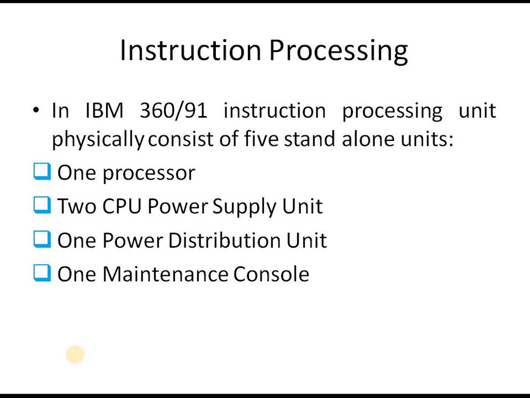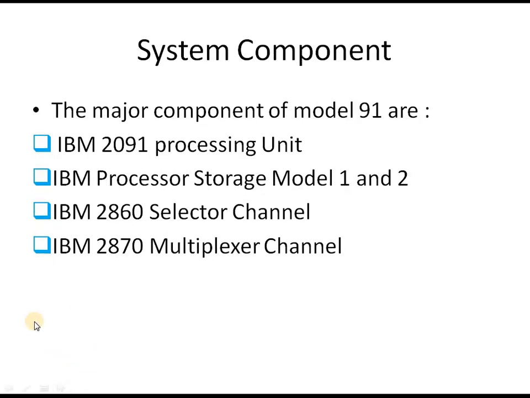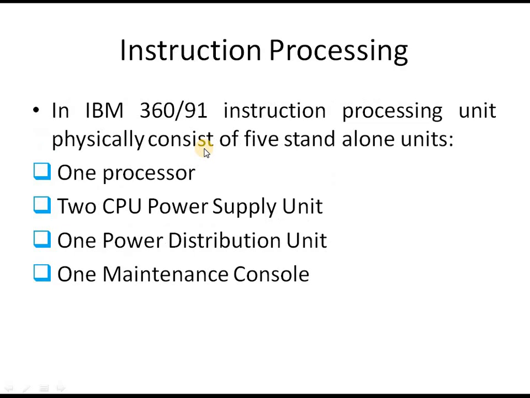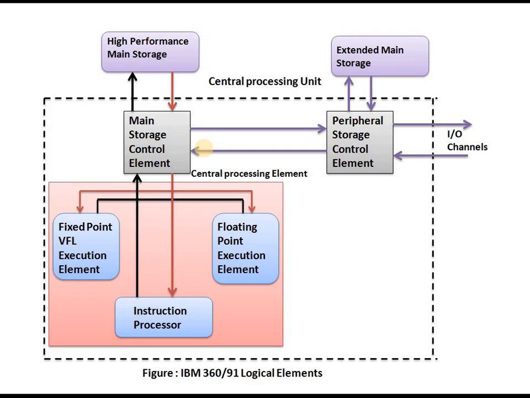The IBM 2091 processing unit is the central processing unit for the Model 91. Physically it consists of 5 stand-alone units: one processor, 2 CPU power supply units, 1 power distribution unit, and a maintenance console. This is the diagram of the IBM 360/91 logical elements.